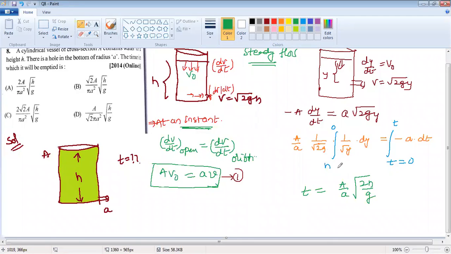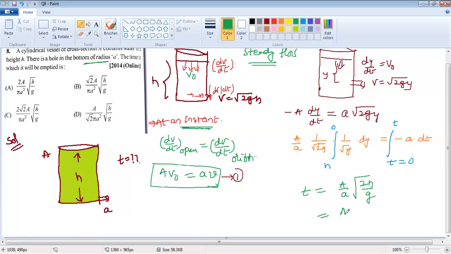Substitute the upper limit and lower limit. This is the answer. A is the open top area. This is A. The bottom orifice is small a here. The radius is a. Sorry for that. Actually, here I took the area as a. So now the radius is here. So I am changing this: the radius is R.